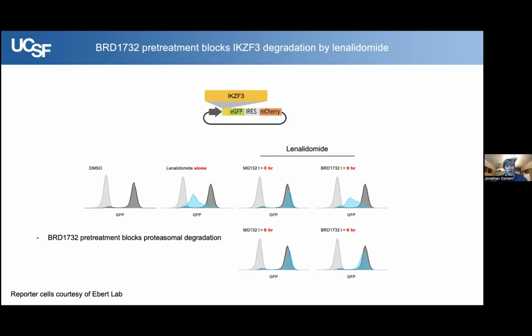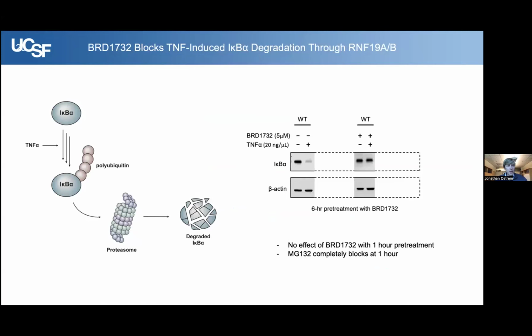This is an exogenous system, and so we wondered, what about an endogenous system of degradation? And that brought to mind TNF-alpha induced degradation of I-kappa B alpha. It's known that upon treatment with TNF-alpha, I-kappa B alpha gets first phosphorylated and then ubiquitinated and sent to the proteasome to be degraded. And so here on the right, I'm showing you a Western blot demonstrating just that in wild-type cells. If we treat with TNF-alpha, we can see loss of I-kappa B alpha. If we pre-treat for 6 hours with BRD 1732, we completely block that effect.